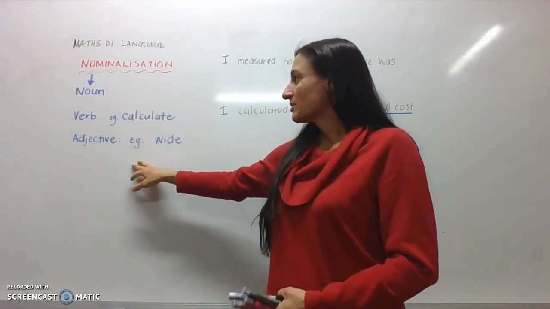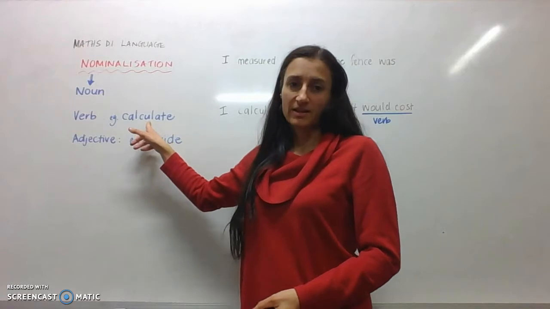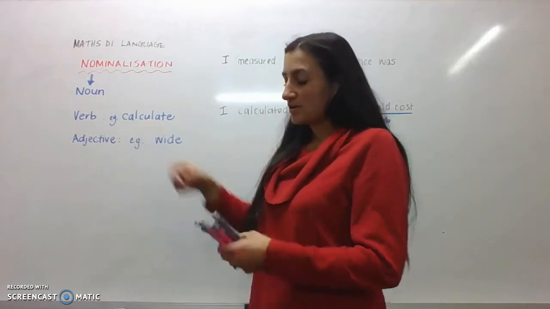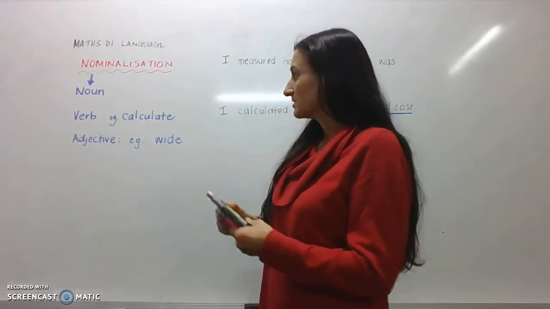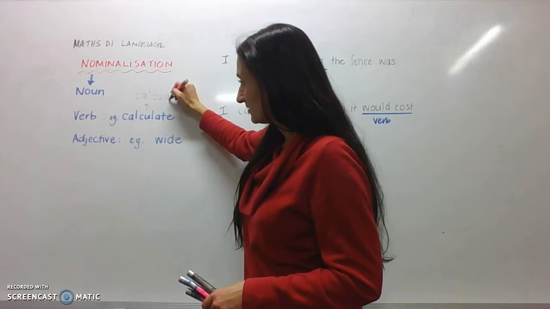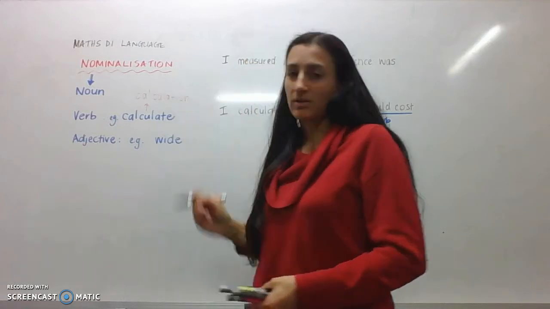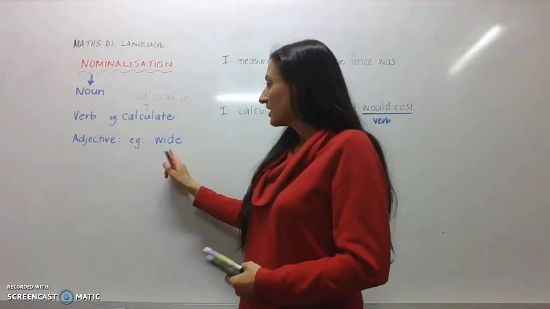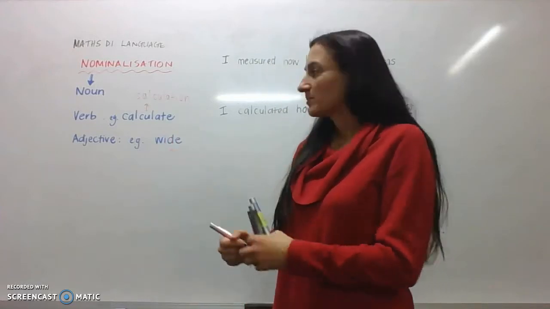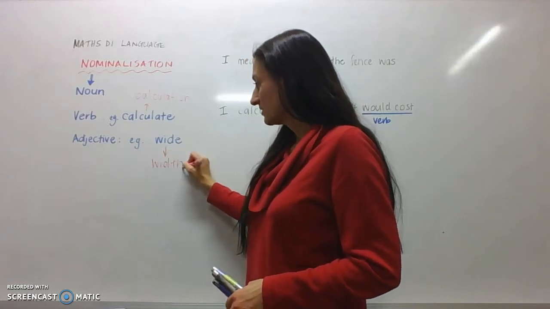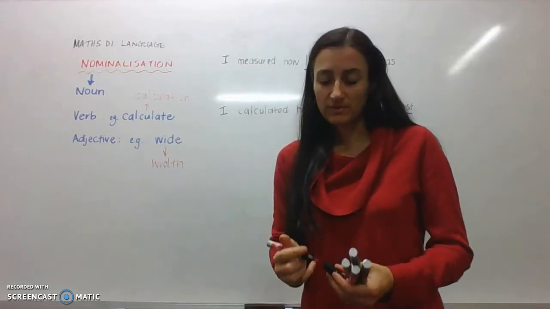So if I wanted to turn the verb to calculate into a noun, I need to turn it into a thing. So instead of to calculate, I end up with calculation. Now I can talk about the calculation of a particular thing that I'm trying to work out. Instead of talking about how wide something is, I actually want to talk about its width. So I can talk about the width of an object.